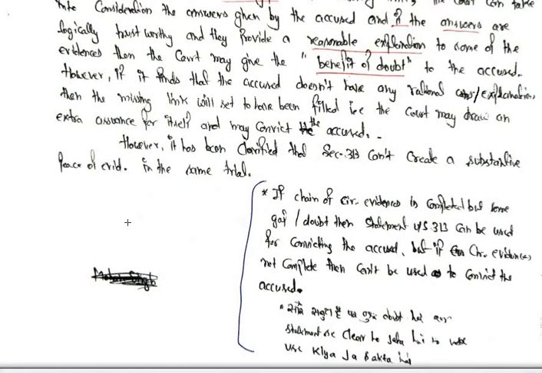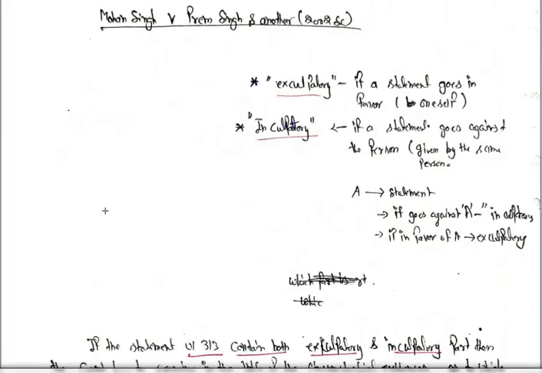These are the very important areas: 311, 313, 165, because when you go before the interview board, then they will often ask you questions from the Evidence Act, and these are the areas from which they ask questions. Now write down another point.